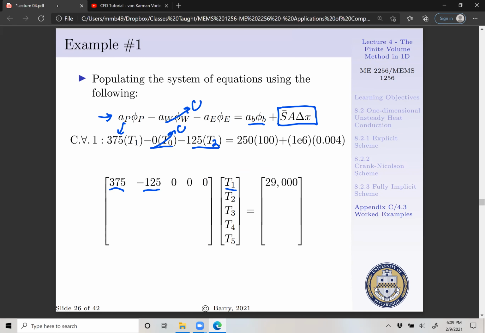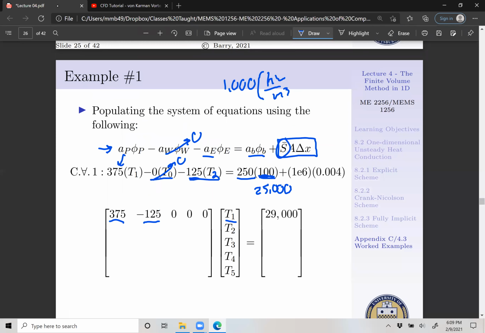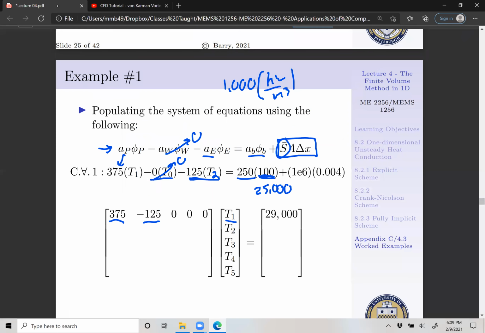Now what we're going to do is add AB times our boundary temperature. Our boundary temperature on the left-hand side is 100 degrees centigrade, and AB would be twice that of A east. So we're going to have 250 times 100. This would give us 25,000. But we also need to consider a source term. Our source term is our rate, and we are generating 1,000 kilowatts per cubic meter. So that's 1,000 watts per cubic meter.